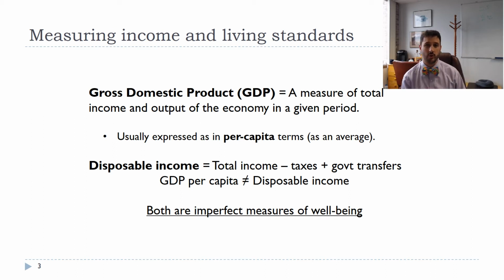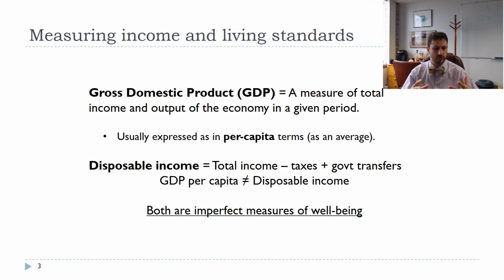Disposable income is another way to think about how much resources people have at their disposal. So disposable income equals how much you earn in total in the market, and we'll talk about what that means in a little bit, minus the taxes you have to pay to the government, plus any transfers that you get from the government. Now, these are both financial measures, right?